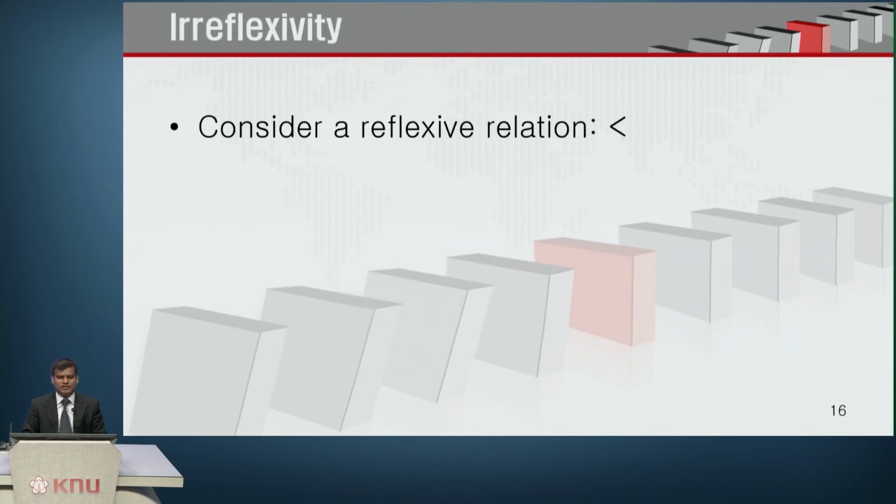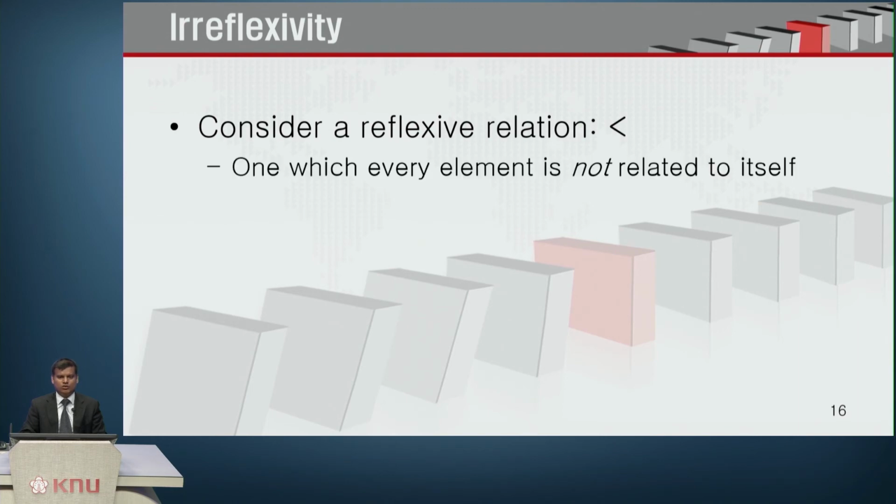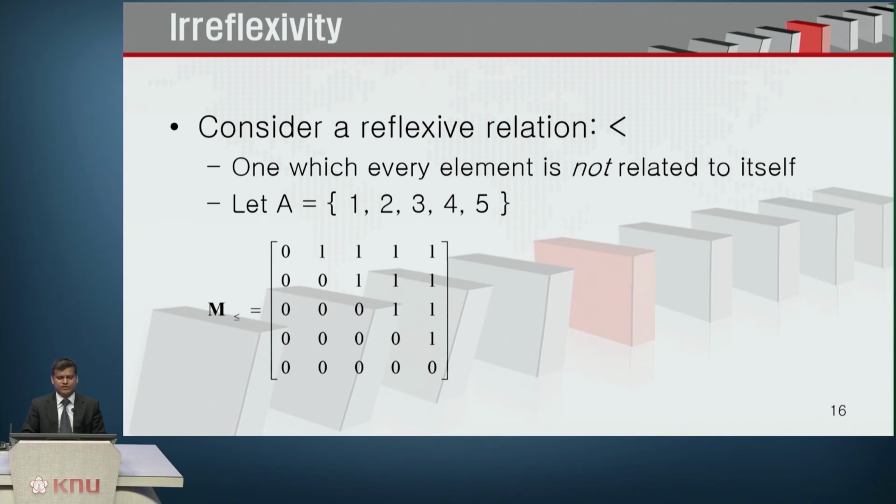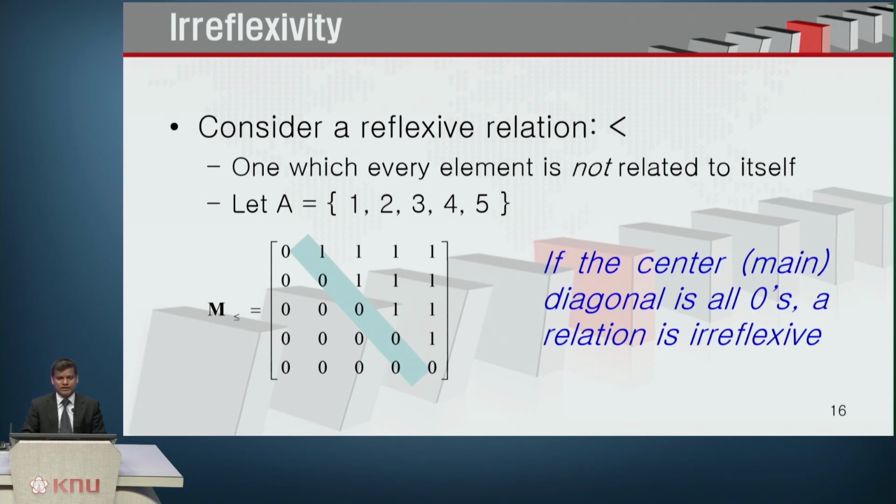Irreflexive, let us consider this part. The less than relation is one in which every element is not related to itself. So you have the set A equals 1 2 3 4 5, and the matrix here is of this form, and again you can note that the diagonal elements here are all zeros. So if the main diagonal is all zeros, the relation is irreflexive. That is the idea here.